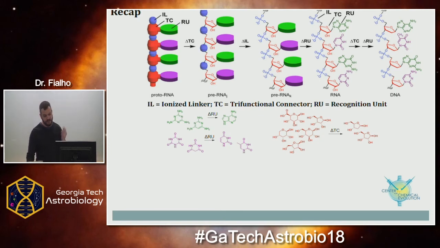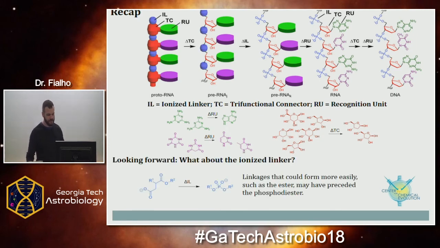The thing that I didn't talk about today was the ionized linker. Just to give you a little snapshot of what we're thinking, the phosphodiester is a dehydrative linkage. Perhaps it was preceded by other dehydrative linkages such as the ester or the acetal, which were more easily formed on the early Earth than the phosphoester.